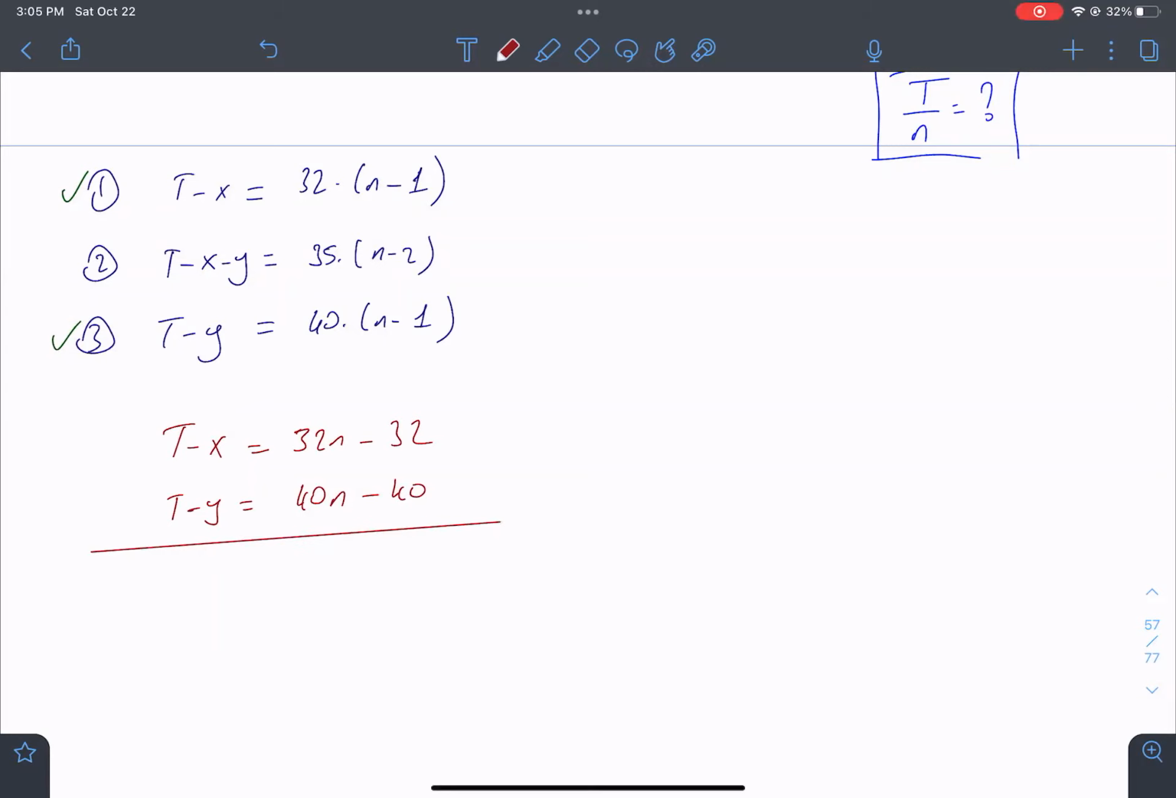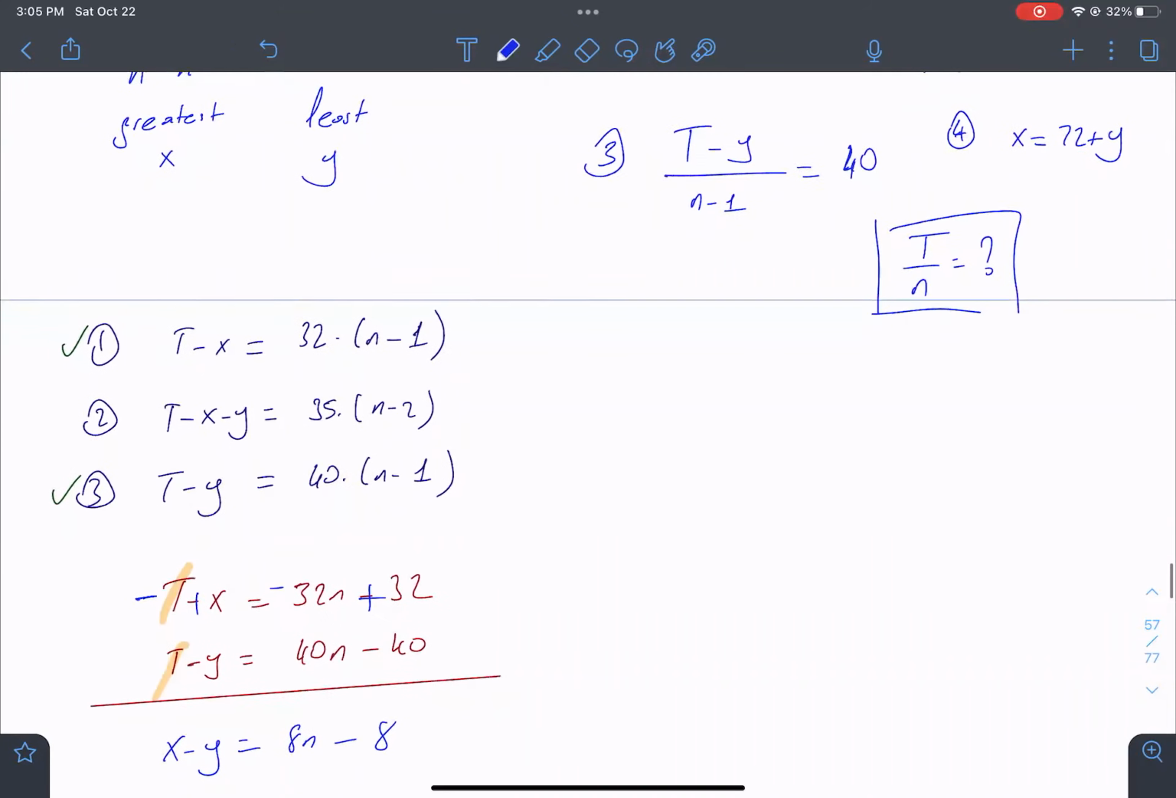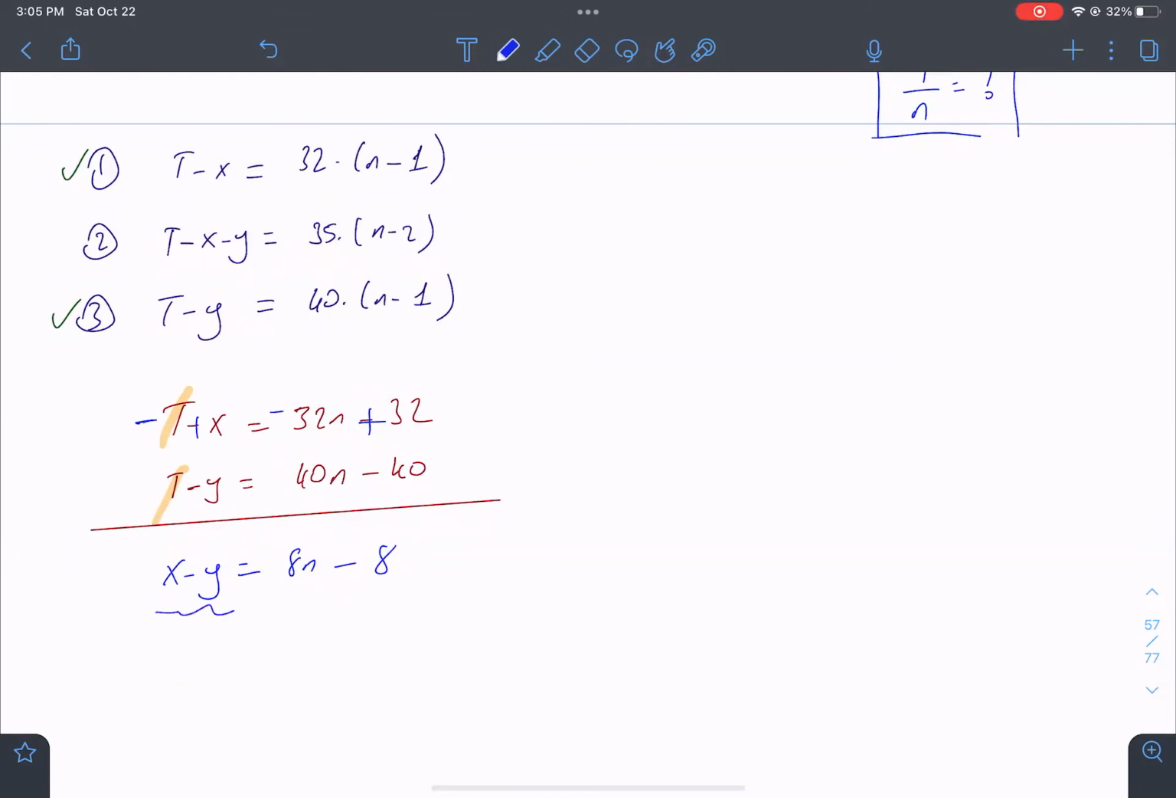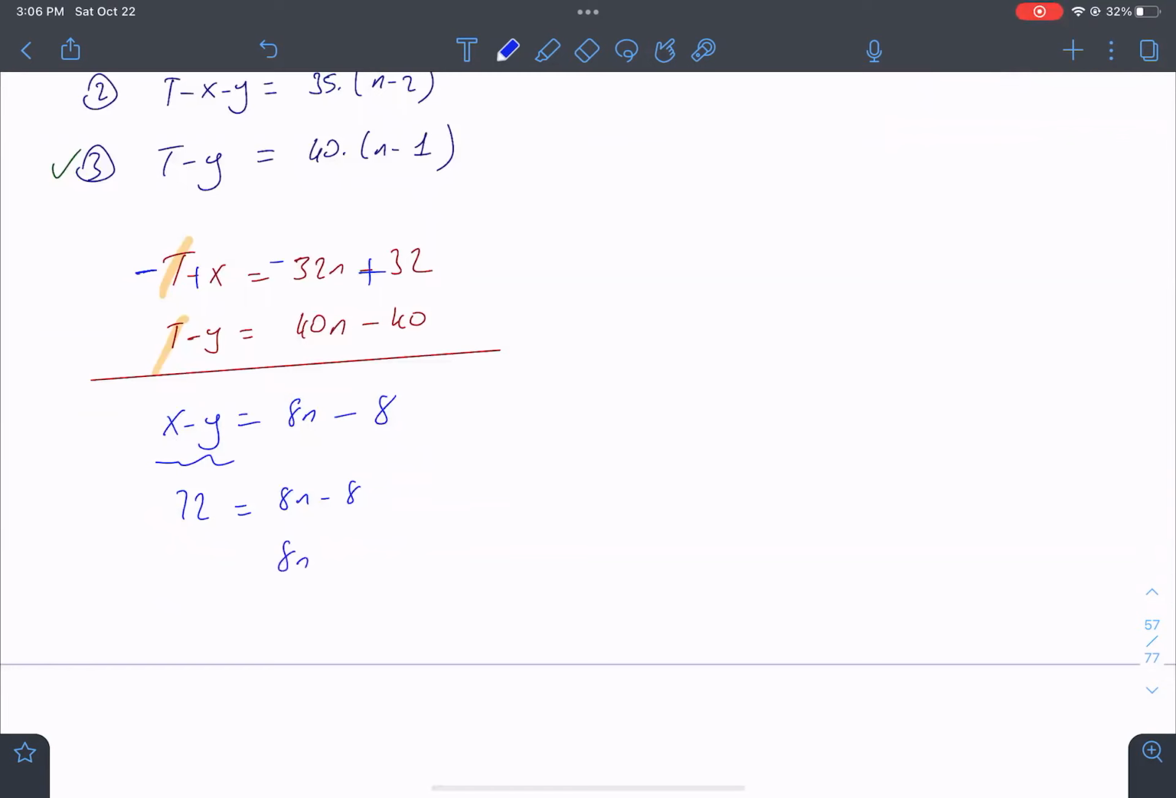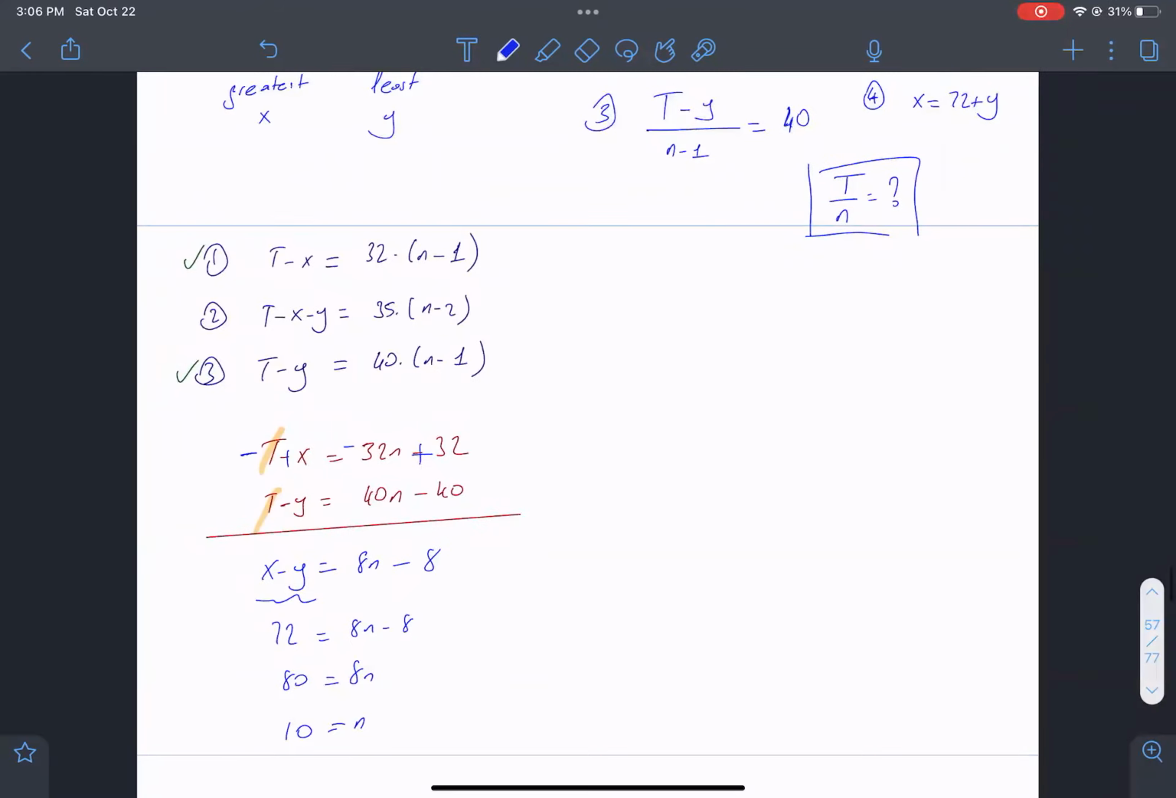Let's subtract the first equation from the last, and side by side we can eliminate the T's. T's eliminated. x minus y is equal to 40n minus 32n, which is 8n, minus 8. And from the last condition, x minus y is equal to 72. We can substitute: 72 is equal to 8n minus 8. If we add 8 to both sides, 8n is equal to 80, so n is equal to 10. We just found how many numbers are in the set, which is 10.